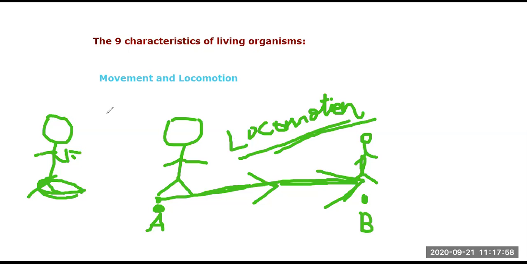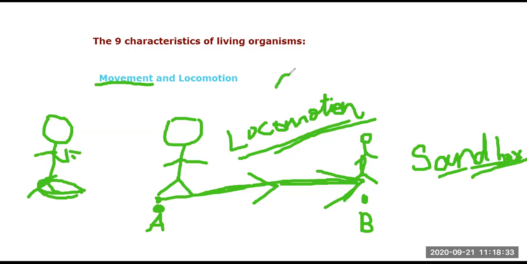But do plants locomote? No, plants do not locomote, but they show movement. They show rapid movement in the spreading of their seeds. For example, take the sandbox tree. It shows rapid movement in spreading of seeds. So that is movement.